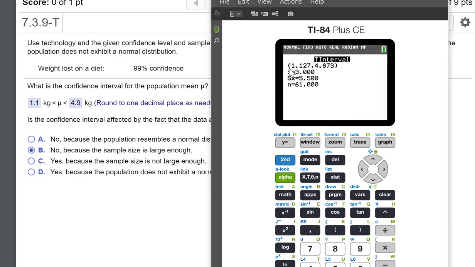And there we go. We have 1.12 and 4.87. Same thing I got over here. We just need to re-round. So I hope that helps.